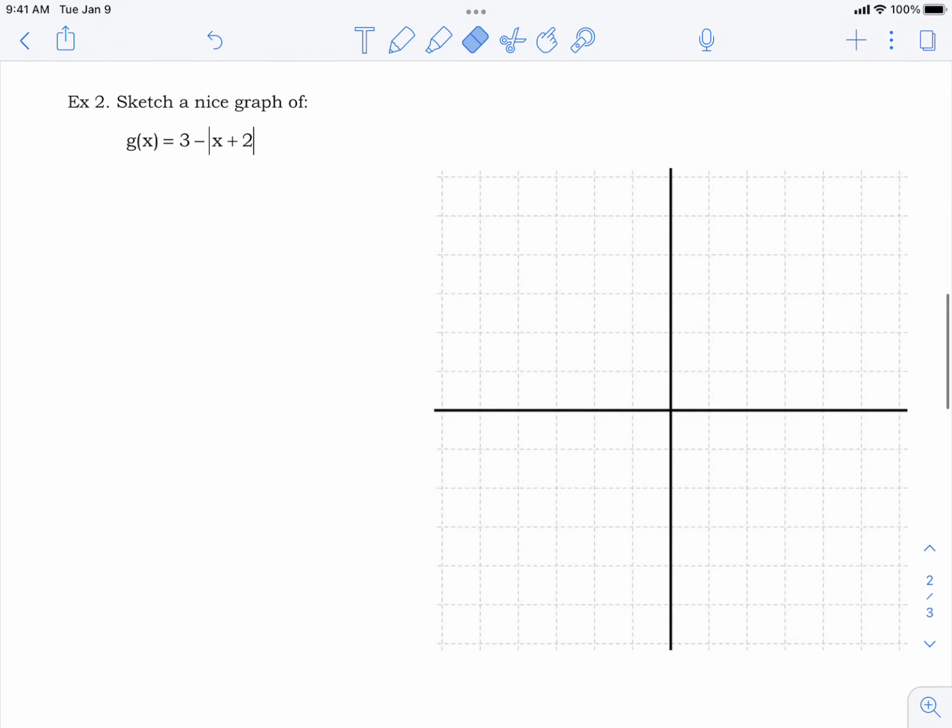Okay, let's do another one. Let's switch back to blue. This orange color's freaking me out.